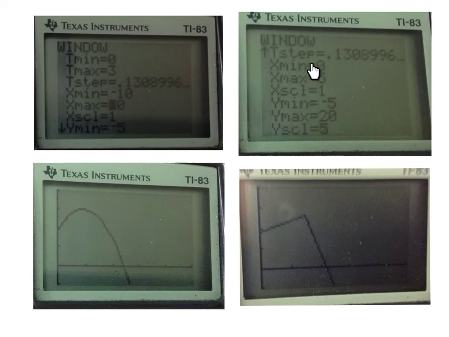Over here, I scrolled down in the window. This is what I set my X min and max at, and now here's the graph. So you look and you say, okay, at time 1.6, the diver is maybe 2.3 units away from the board and hitting the water. This is actually the graph of the path of the diver.